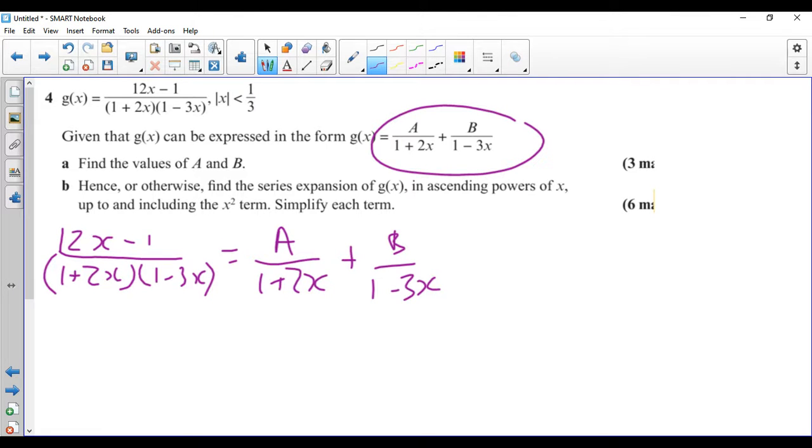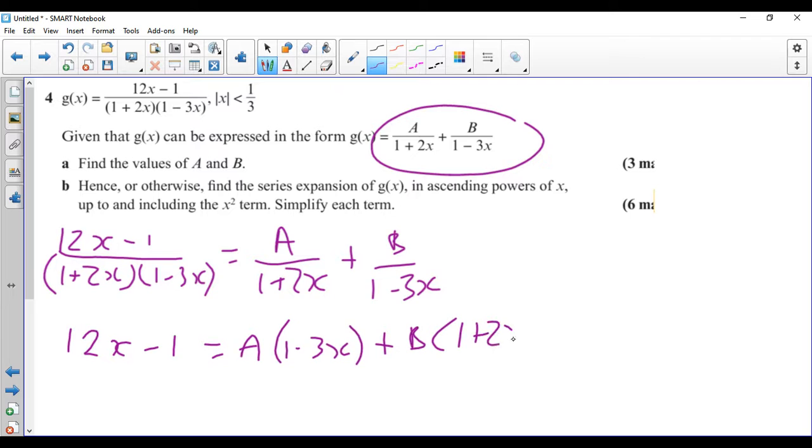So standard practice from our partial fractions lesson, multiply through by the denominator. So on the left hand side, I've got 12x minus 1, and I'm going to multiply everything by the 1 plus 2x, 1 minus 3x brackets. So next to the a, that will leave 1 minus 3x, and next to b, that will leave 1 plus 2x.